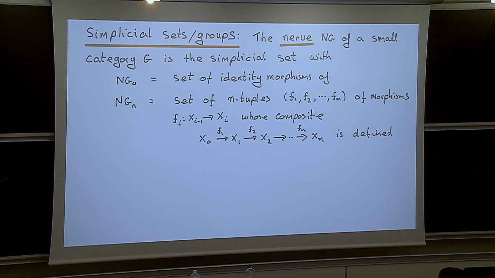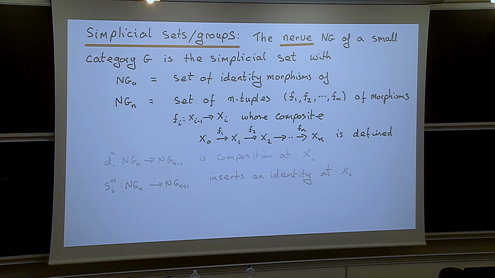I suppose the n-1... I probably start with 0, shouldn't it? Let me think. No, I think I'm right. In degree n, the n-tuples of morphisms whose composite is well defined, those are your simplices. They may be degenerate or not degenerate.